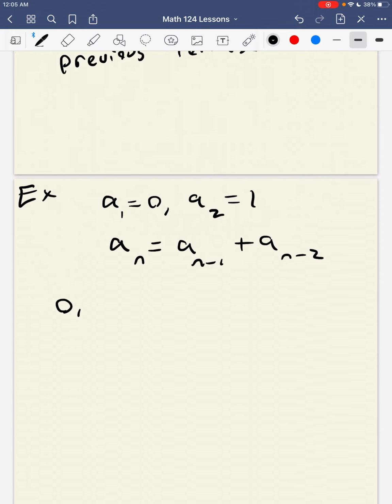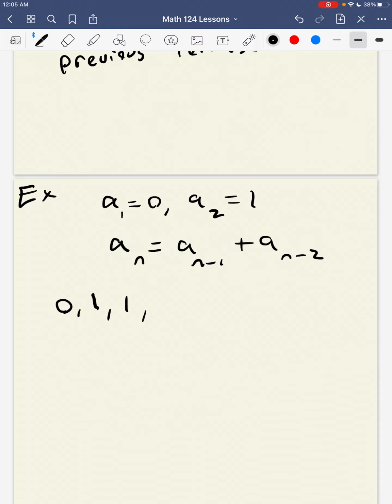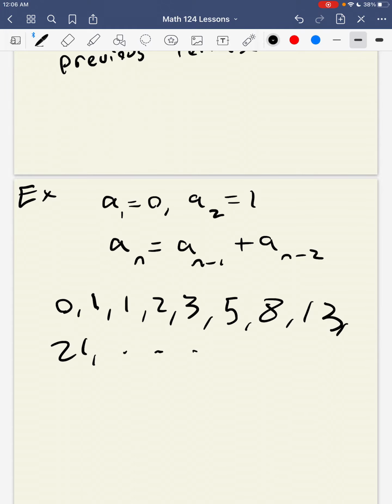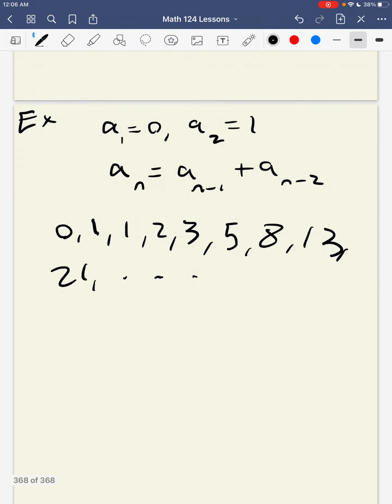Right, so that means if we list out the sequence, we have 0, 1, the next term would be 0 plus 1, which equals 1. The next term would be 1 plus 1, which equals 2. The next term will be 1 plus 2, which equals 3. The next term will be 2 plus 3, which equals 5. Right, 8, 13, 21, etc. Okay, now this is actually a famous sequence. It's called the Fibonacci sequence.